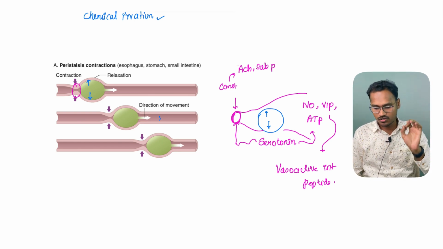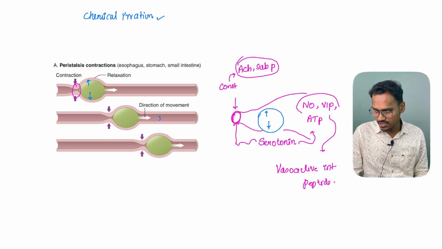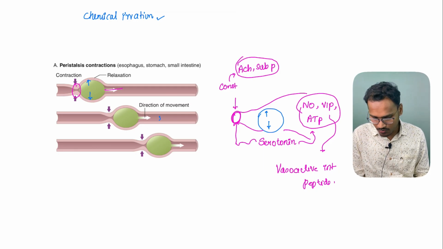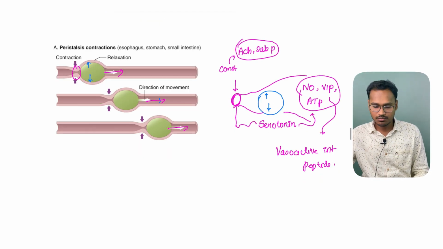Which neurotransmitters are causing contraction? Acetylcholine and substance P. Which neurotransmitters are causing relaxation? NO, VIP, and ATP. So this is the peristalsis. It will help to move the bolus from one segment to another, like in the diagram. It is moving in a progressive way.